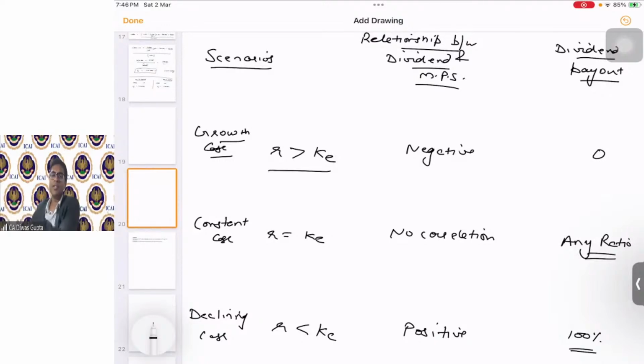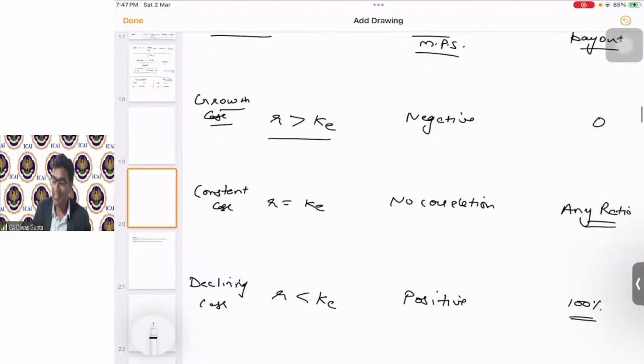Clear, students? Any questions till now? So we have covered irrelevance theory, Modigliani and Miller approach. We have covered Walter's model, wherein we have studied the relevance theory. Relevance theory, what does it say? Whether you pay dividend or not, it will have an impact on the value of the firm. That means it will have an impact on the market price per share. Using these three scenarios, growth case, constant case, and declining case, we are able to understand what that impact will be and what our approach should be in these three different cases.